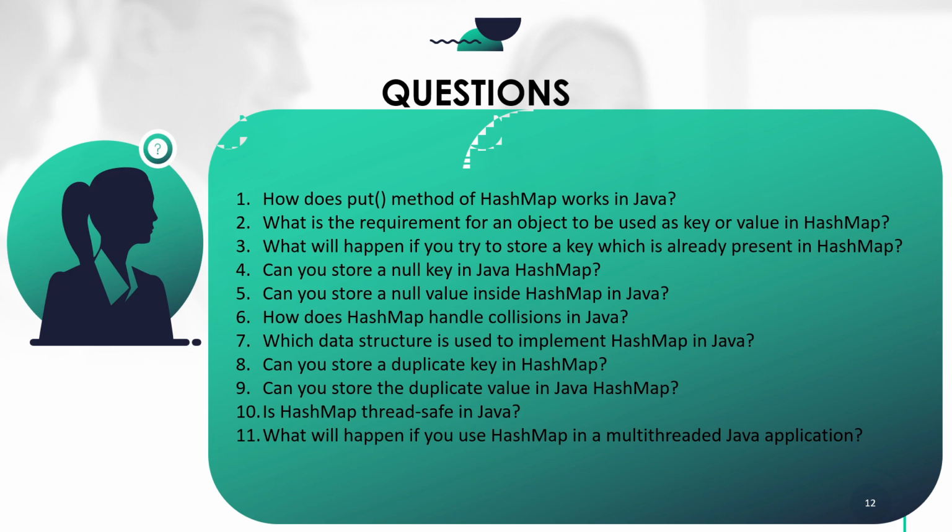What is the requirement for an object to be used as a key or value in HashMap? If we want to use customized objects or our own implementations, then we should ideally override the hashCode and equals methods in order for our HashMap to behave properly and have better performance. Now the next question is, what will happen if you try to store a key which is already present in HashMap? This we have already discussed and seen as part of the code demo. If a particular key is already present, the value of that key gets replaced by the new value that we are trying to put.